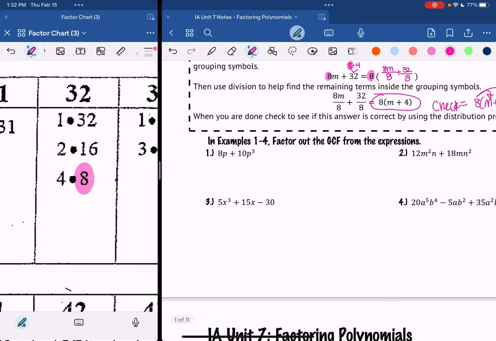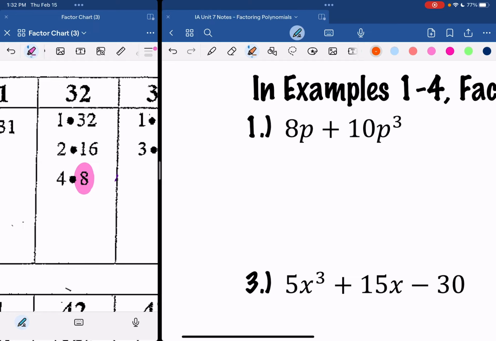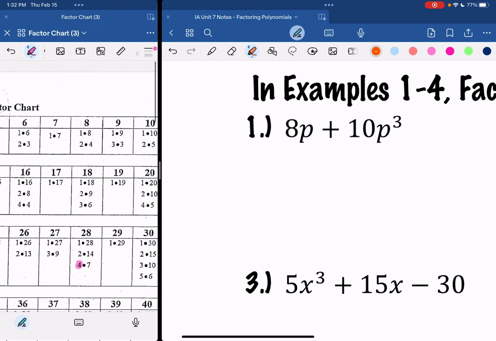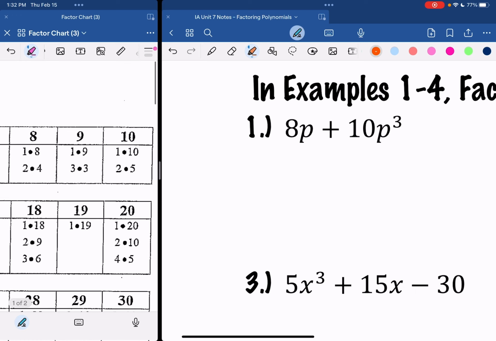So let's practice factoring a greatest common factor. So we have 8 and 10. On our factor chart, everyone's going to go, here's 8 and 10 side by side. Between 8 and 10, what do they share? Well, they both share 2. So our greatest common factor, I'm going to put it over here, is 2.